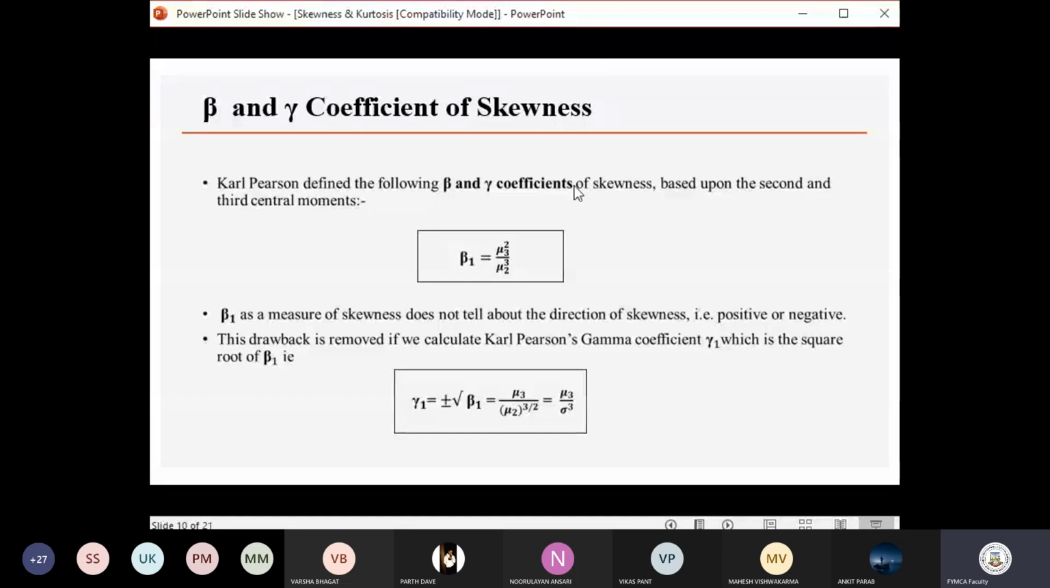So, beta and gamma coefficients. You can calculate the beta value by the formula: beta 1 is equal to mu 3 squared divided by mu 2 cubed. Now what are this mu 3 and mu 2? Basically these are the moment values, so they are the second and third central moments.